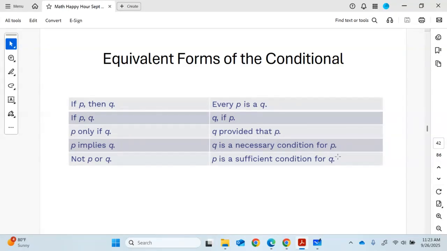Q is a necessary condition for P, and P is a sufficient condition for Q. So all of these are equivalent ways of writing a conditional statement. All of them are represented by P arrow Q, P implies Q.